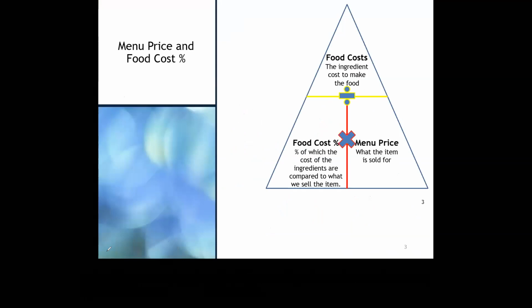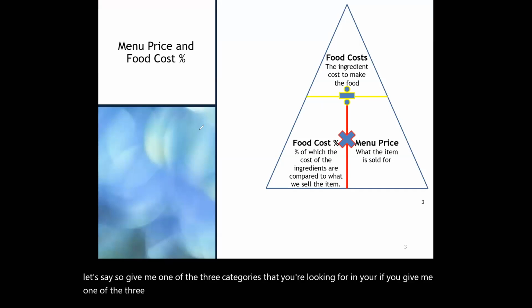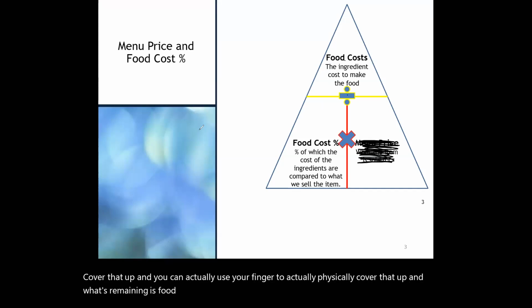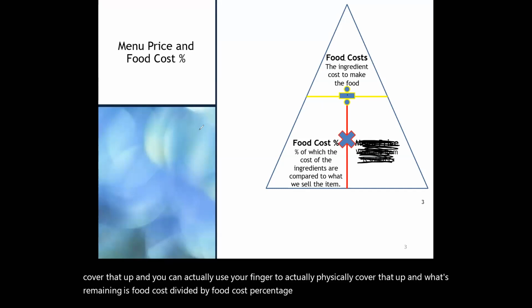Okay, so how we manipulate this tool. Let's say, give me one of the 3 categories that you're looking for. I want to know what price I should charge. Okay, so you want to know what your menu price is. Yes. Okay, so you cover that up, and you can actually use your finger to physically cover that up. And what's remaining is food cost divided by food cost percentage. Okay, so if the top number is in your equation, you divide. Is that right?